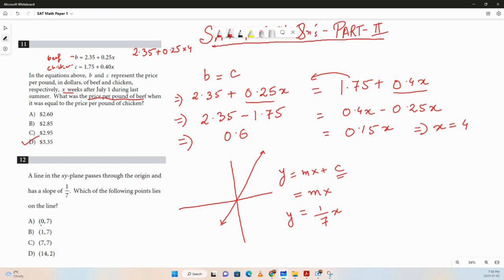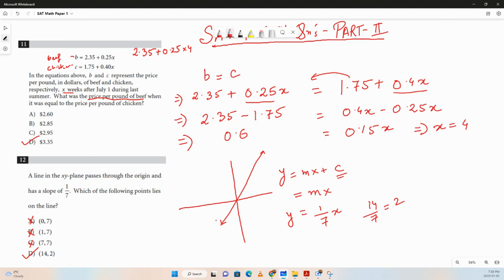So let's look at A. So A is 0, which is x is 0, y is not 0. So A is gone. In option B, x is 1. So if I put x as 1, y should be 1 over 7 and not 7, right? So B is also gone. Again, if I put x equals 7, then y should be equal to 1. So C is also not correct. And by the process of elimination, D should be the right answer. So we'll select D. But here, since we're practicing, we're just going to put x as 14. So if I put x as 14, so 14 over 7, which should be the value of y, is 2. And here, y is actually 2, right?